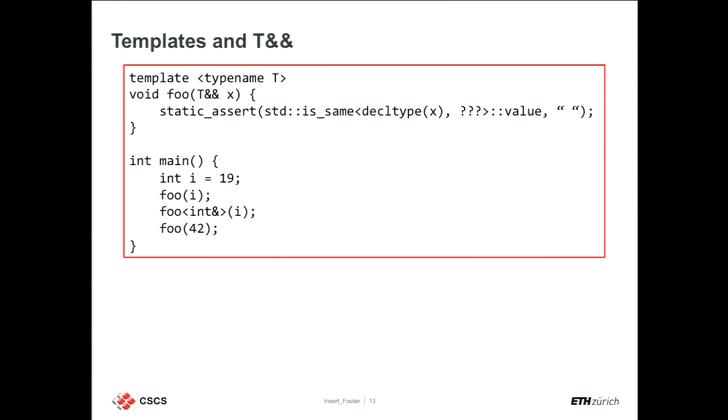I have three cases here. The first one calls f of i. The second one calls f of int ref, so I am explicitly saying that T is an int ref. And the third one is foo of 42. So let's see what the type is in the first case. What is the type of x in the first case?